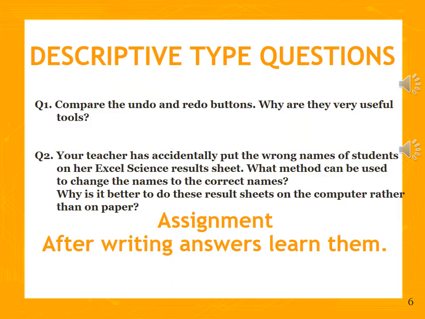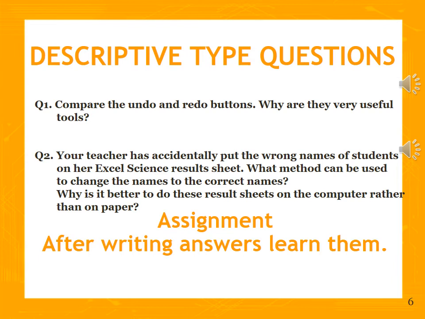Now we are going to do descriptive type questions in the same way as we used to do in the class. I will repeat it once. If you are not able to follow me, you can pause the video and complete your answer. The first question is: compare the undo and redo button. Why are they very useful?